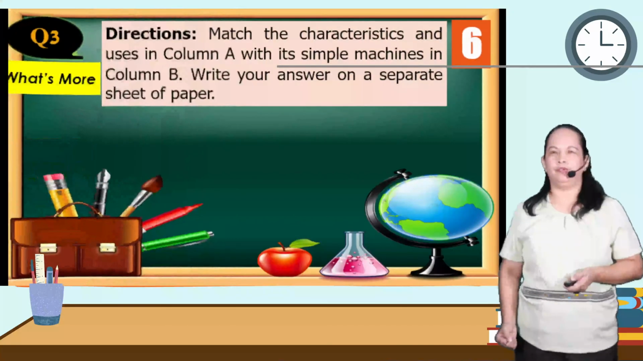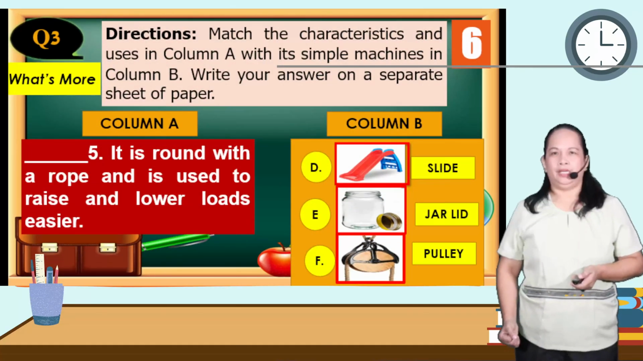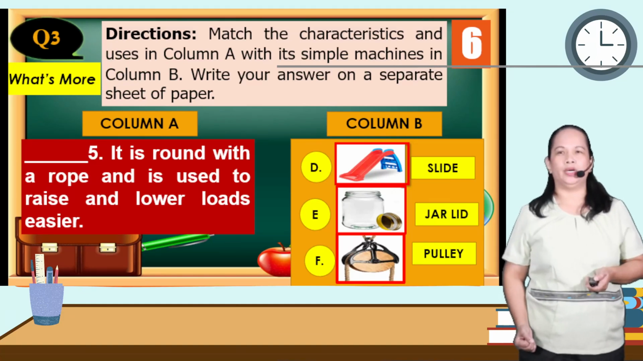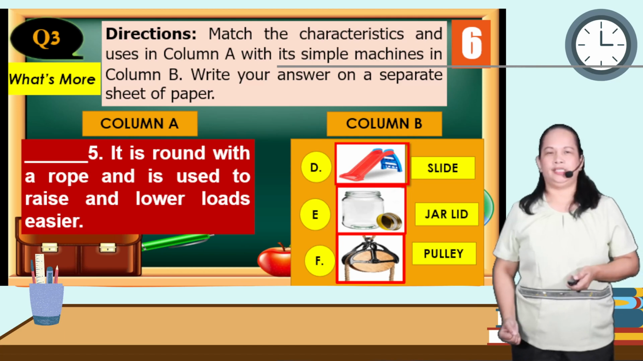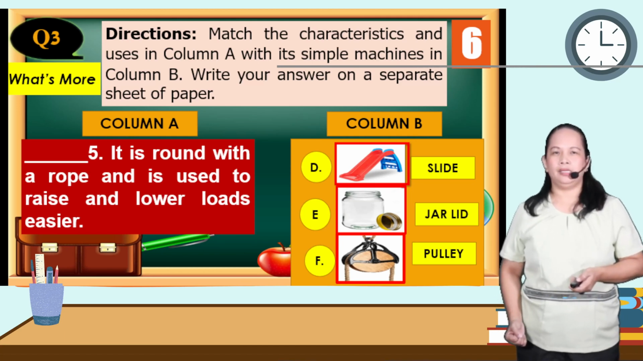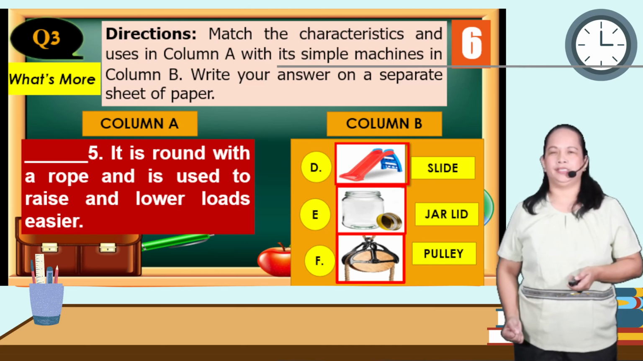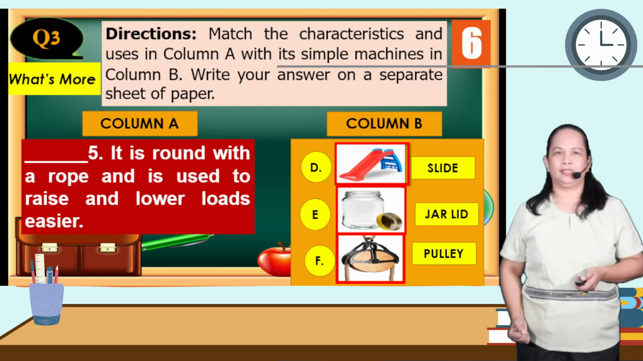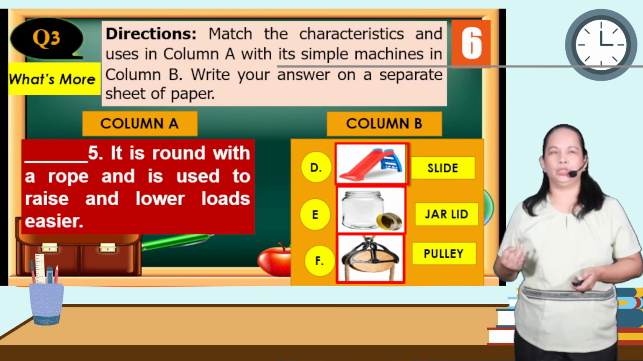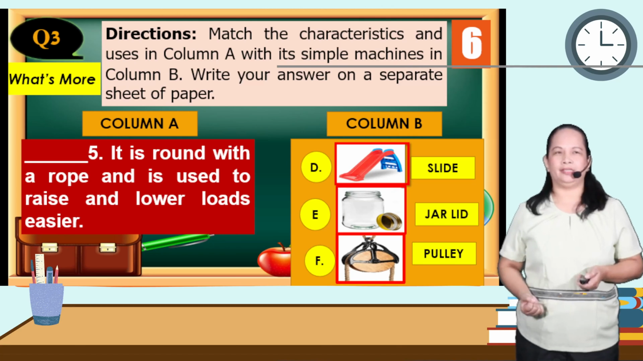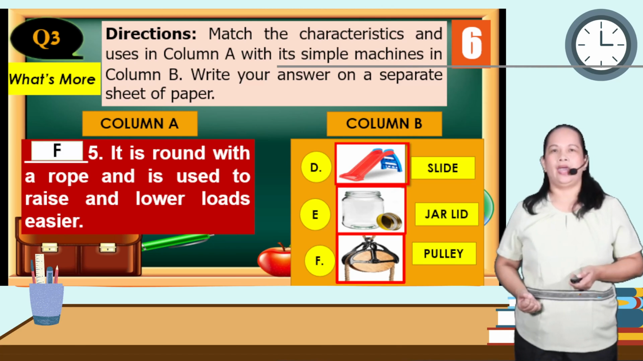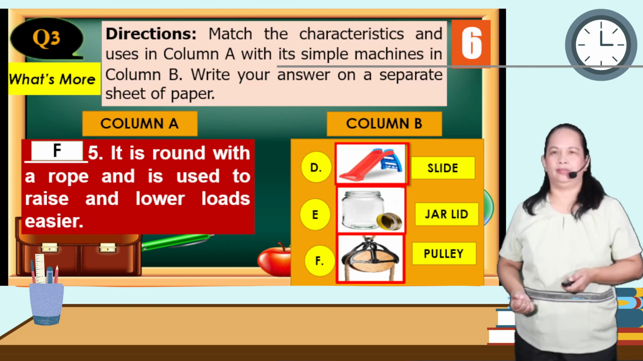Number 5. It is wound with a rope and is used to raise and lower loads easier. Is it D, slide, E, jar lid, or F, pulley? What is the correct answer, grade 6 learners? Yes, 1, 2, 3, 4, and 5. The correct answer is letter F. It is a pulley. Very good, grade 6 learners.